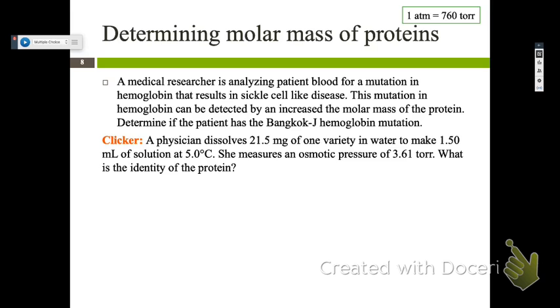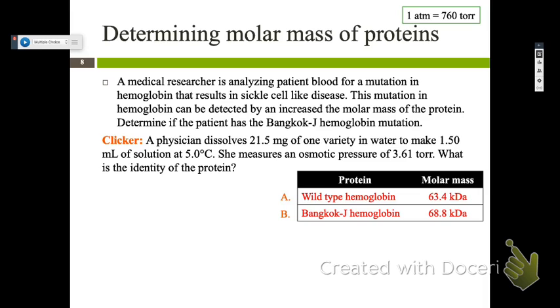Ruby? A physician dissolves 21.5 milligrams of one variety in water to make 1.50 milliliters of solution at 5 degrees Celsius. She measures an osmotic pressure of 3.614. What is the identity of the protein? All right, and you guys have a list of the 2 different proteins.